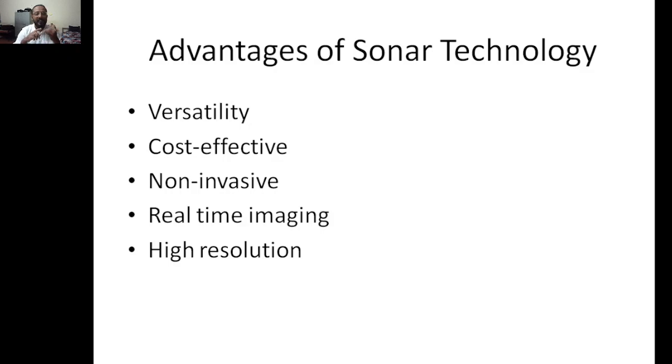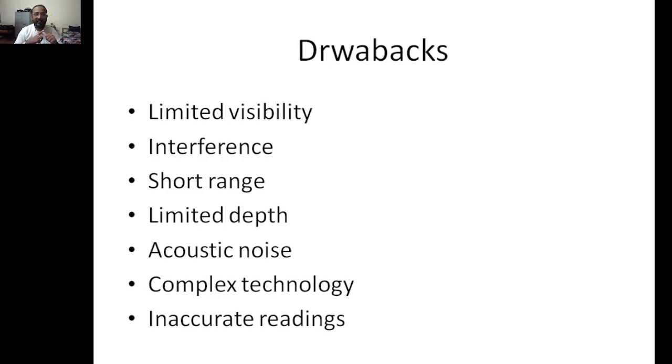Advantages: versatility, you can use it for ships, for warfare, for submarines, etc. Cost effectiveness, non-invasive, no need for any kind of surgery here. Real-time imaging, high resolution. Drawbacks: limited visibility. Sonar is mostly used in water, so visibility will be a problem. Interference: there will be a lot of disturbances in the water. If you want to detect the depth of the sea and a dolphin comes in between, there will be interference.